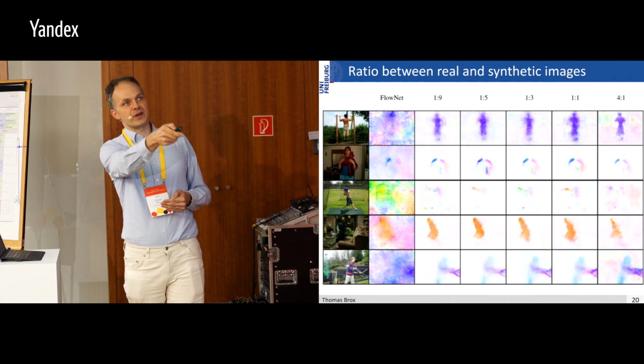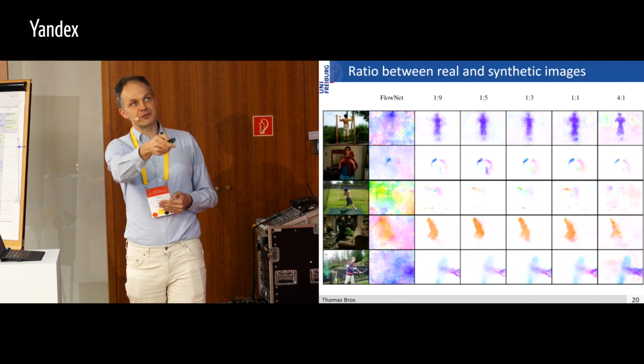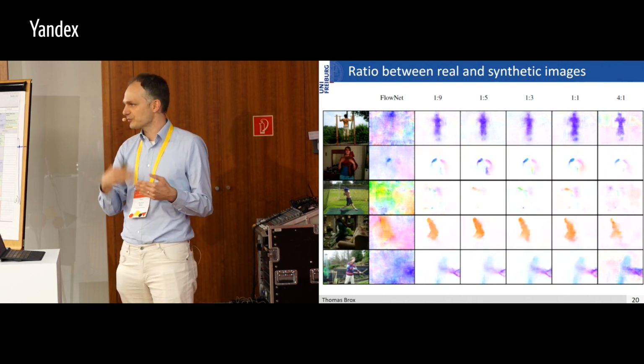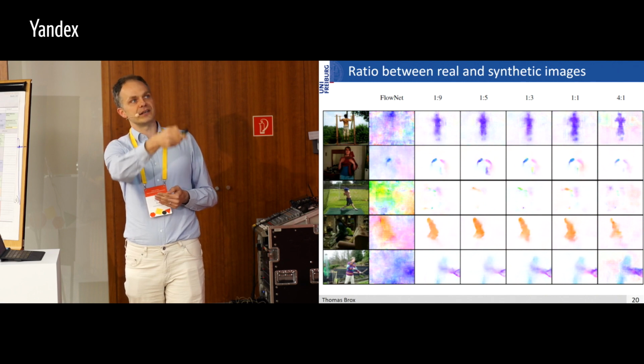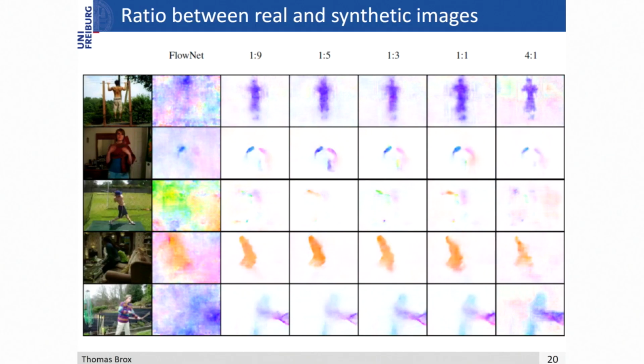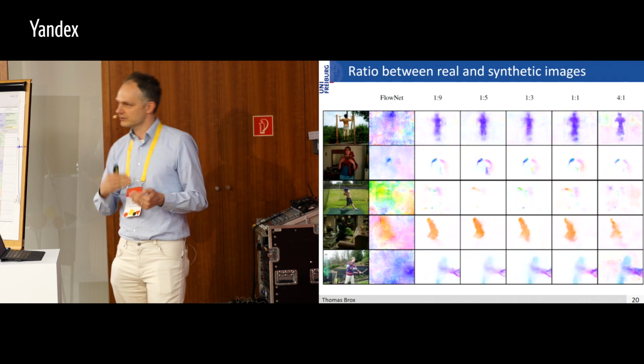You see here different ratios, and you see it's relatively stable. If you have too little synthetic data with ground truth optical flow, then results get worse again. And if you have too little real data, they're also worse. So somewhere here is the optimum mixture between synthetic data with optical flow ground truth and real data without that ground truth.